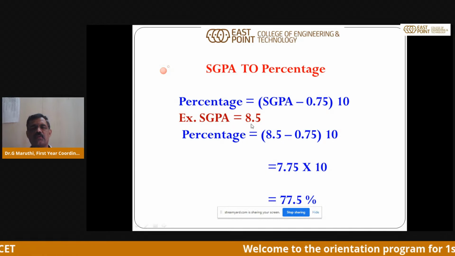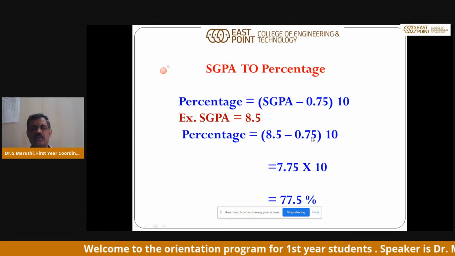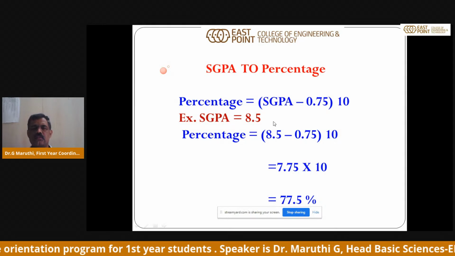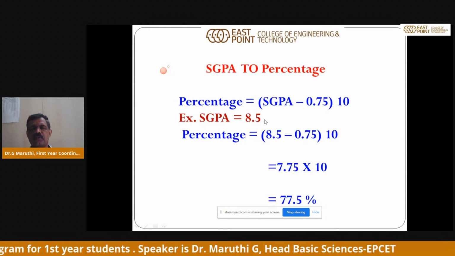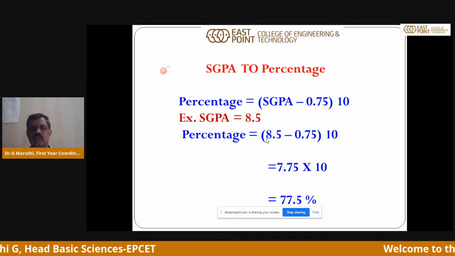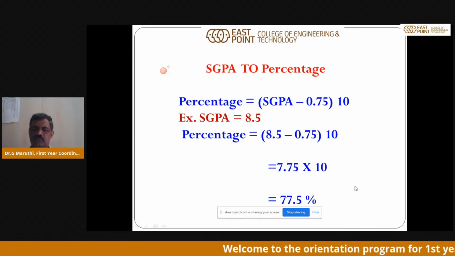Don't simply multiply your SGPA with 10. That will not be your percentage. You have to subtract 0.75, and then you have to multiply. And also in 10th class, CBSE students will just multiply the grade point average with 9.5, I think. So that is also not the correct formula. This is the formula that we have to use: SGPA minus 0.75.